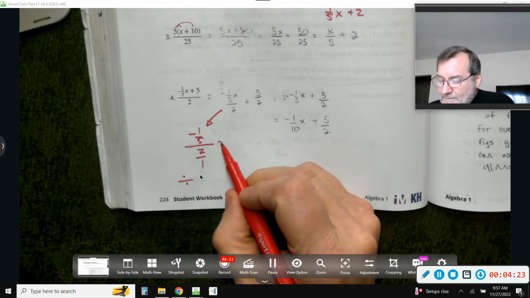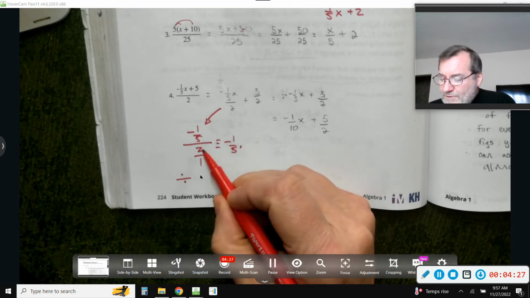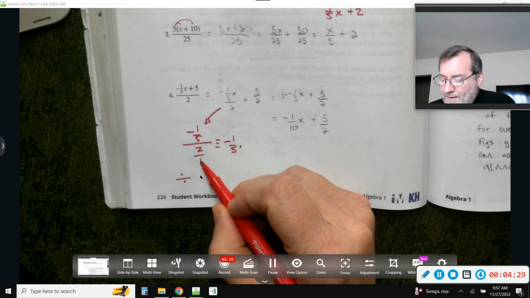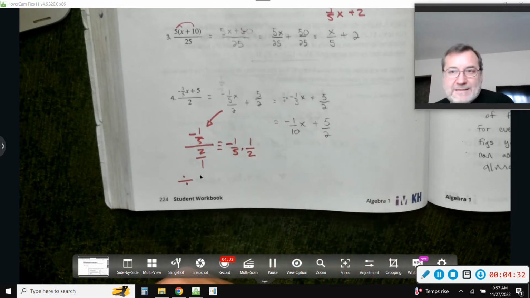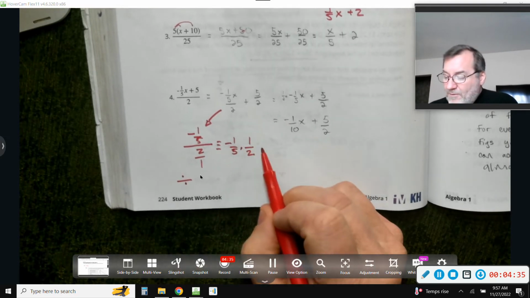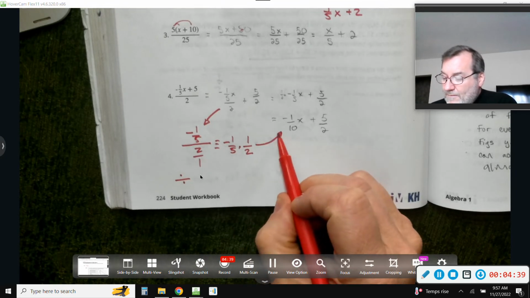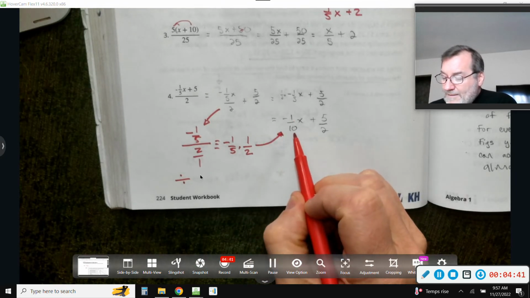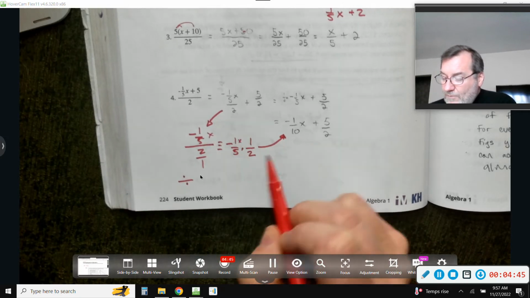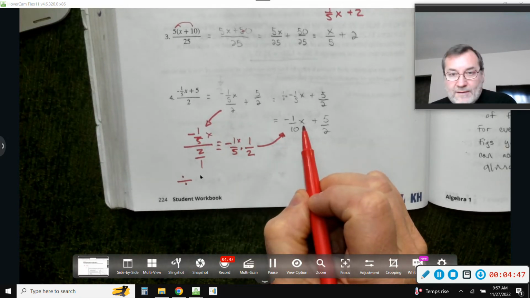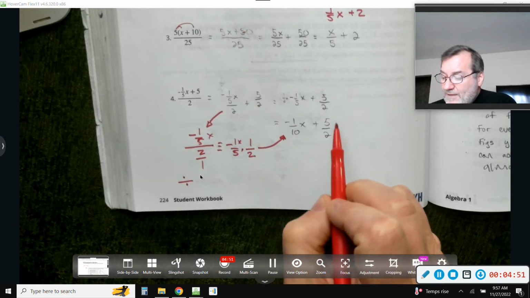So what this is equivalent to is a negative 1/5 times the reciprocal of this. So rather than 2 divided by 1, it's going to be 1 divided by 2. That's the equivalent statement. Now you can just simply multiply this across, and you get a negative 1 divided by 10. All right? And of course the x tags along with this, so there's where your x is. And of course your 5/2 didn't change this entire time. So that's how they got this.